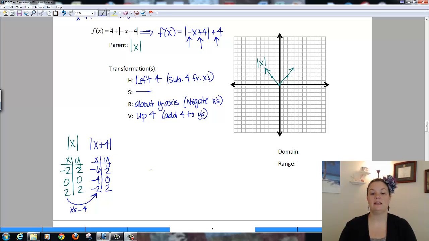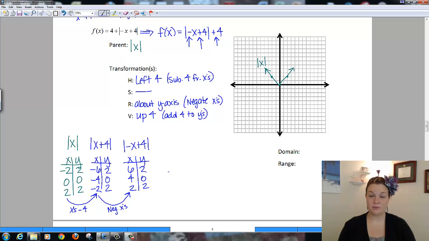Okay. My next transformation is to flip it about the y-axis, which means I need to negate my x's. So now I can go ahead and write in that negative inside my function, and I'm going to negate my x's. So from my previous table, I'm going to use my negative 6, negative 4, negative 2, and I'm going to change those signs, which will give me positive 6, positive 4, positive 2. Again, we're not doing anything to the y's, so they stay 2, 0, 2.